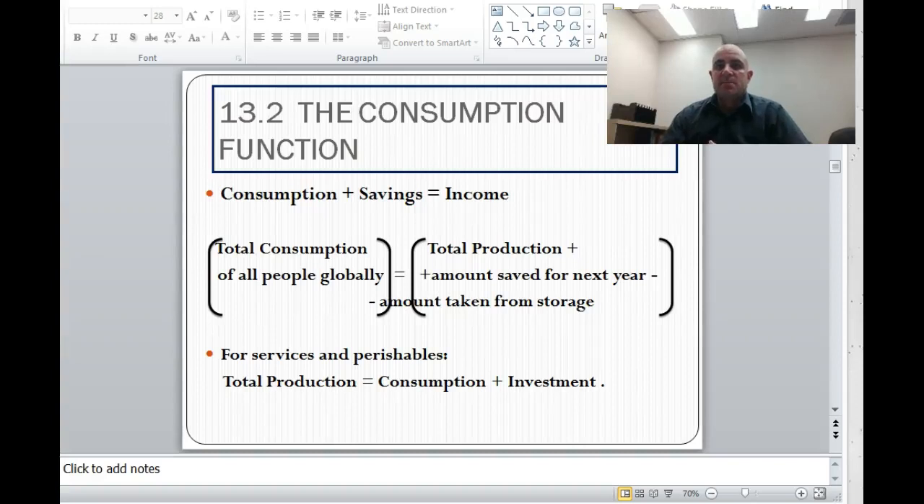To look at macroeconomics in healthcare, the first thing we need to look at is the consumption function. This is a very basic version of the consumption function, and it says that any money you have coming in has to be allocated between consumption, which is you spending it, and saving.